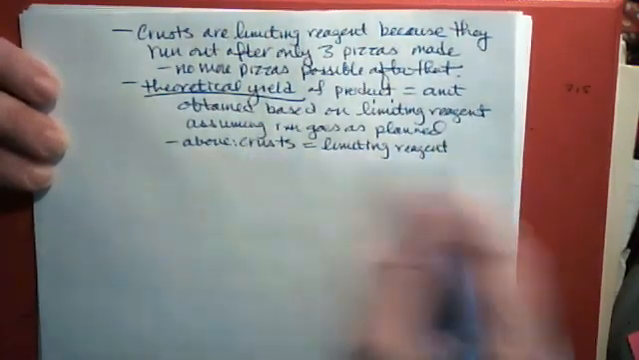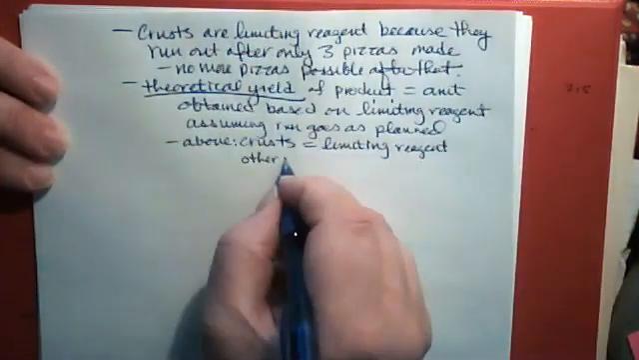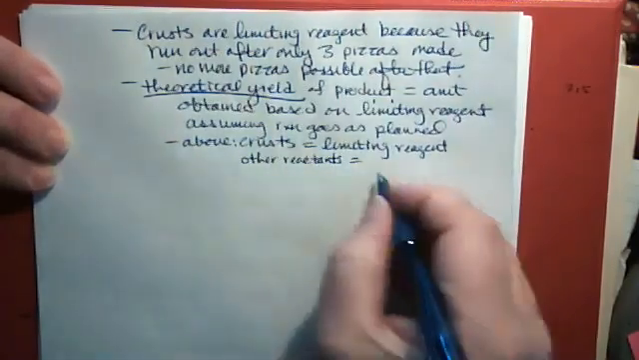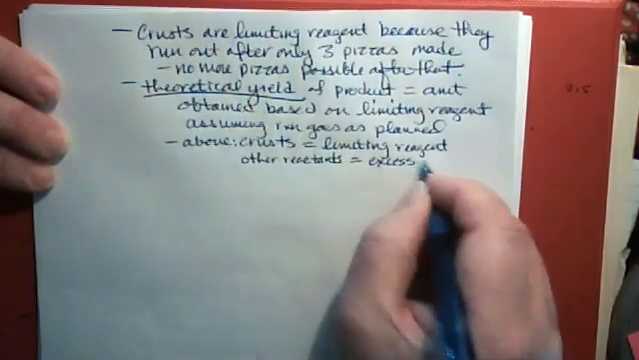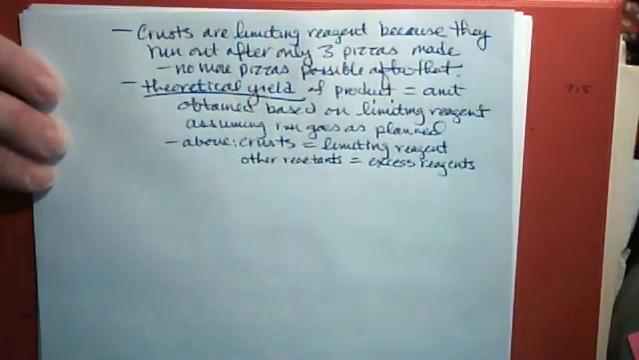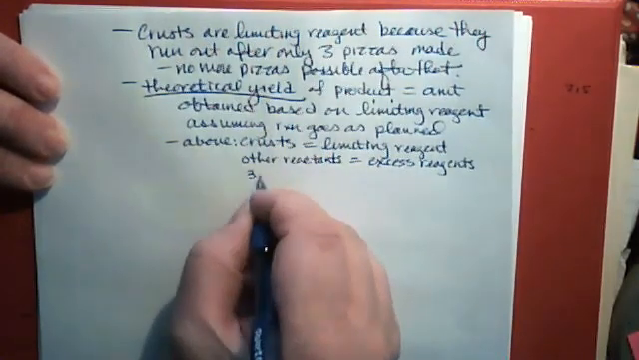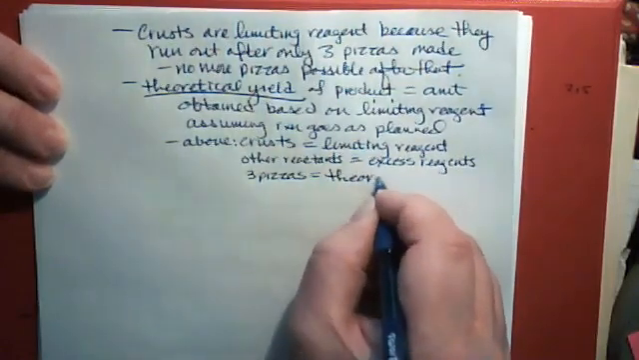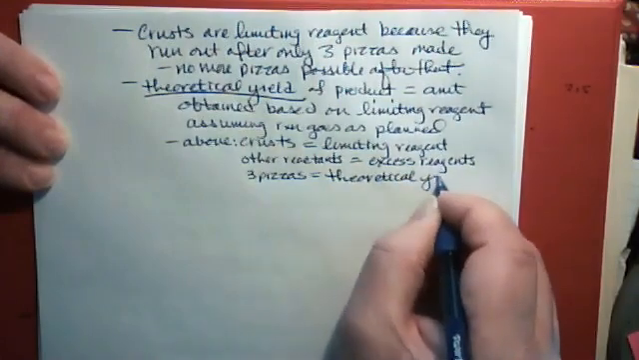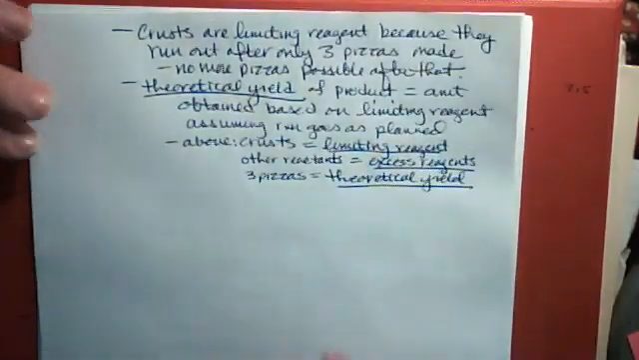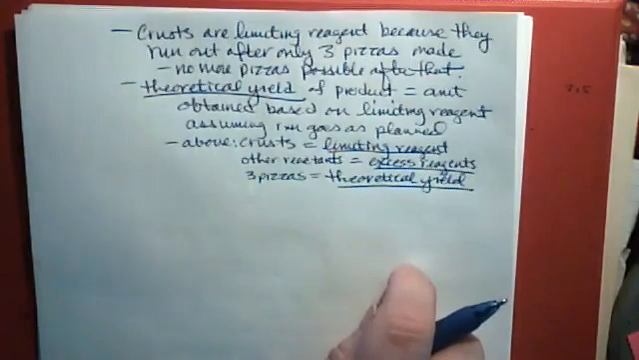so above we have the crusts are the limiting reagent. So the other reactants would be known as excess reagents. Things that are present in excess. So in other words, there's some of them left over once the limiting reagent runs out. And 3 pizzas would be the theoretical yield. Okay, so it's not terribly difficult.